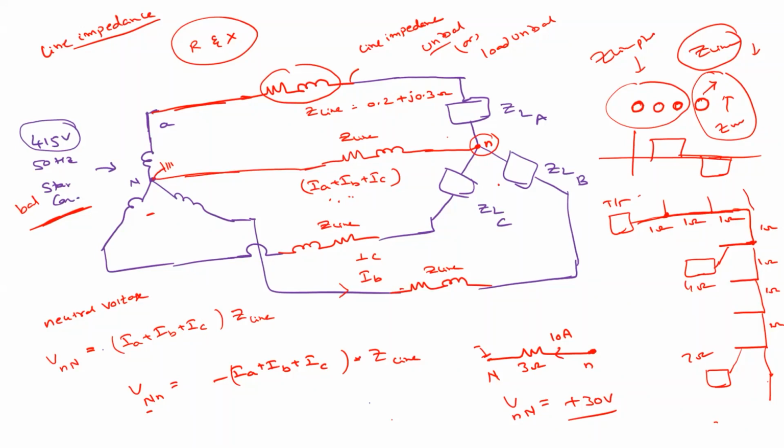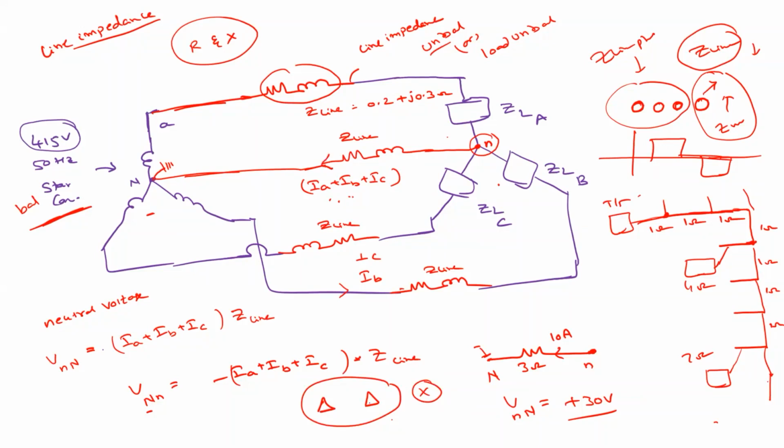So remember, in case of delta systems, there is no question of neutral current. If the load is connected star and the source is also star, then there is a neutral voltage. So this only appears when the load is star connected and the source is also star connected. Clear?